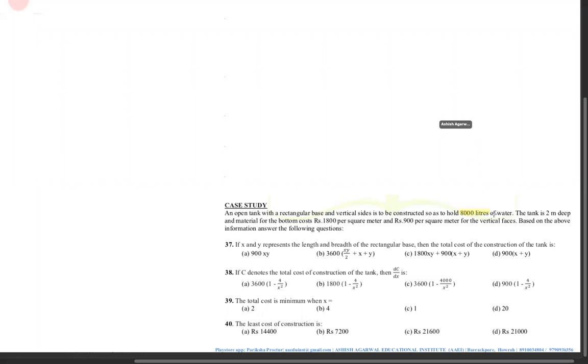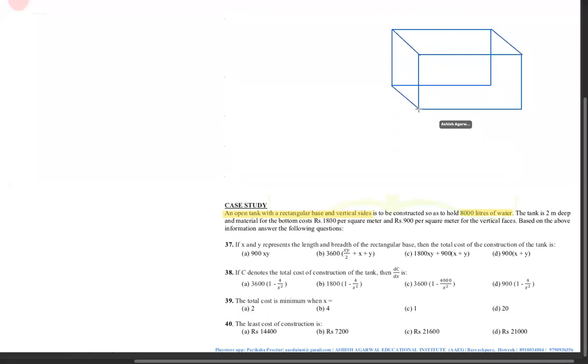As of now, we have got these two data, that we have an open tank, which has a rectangular base and vertical sides. So basically what they're trying to say is that of course we have a cubical tank. Let me draw the structure of a cubical tank, which is somewhat like this. And why am I calling it not a cubical tank? It will be a cuboidal tank.